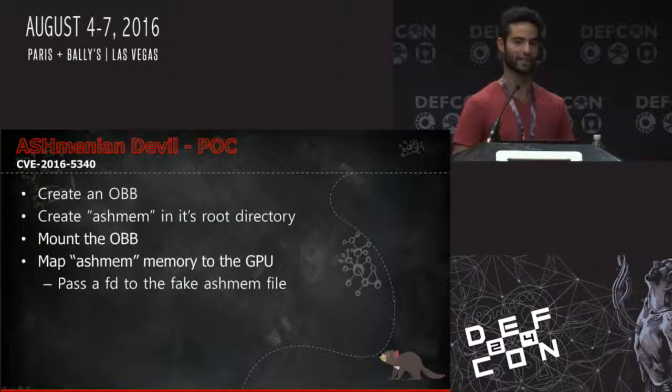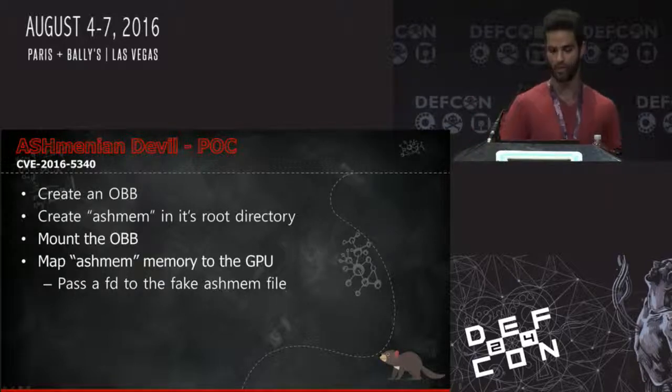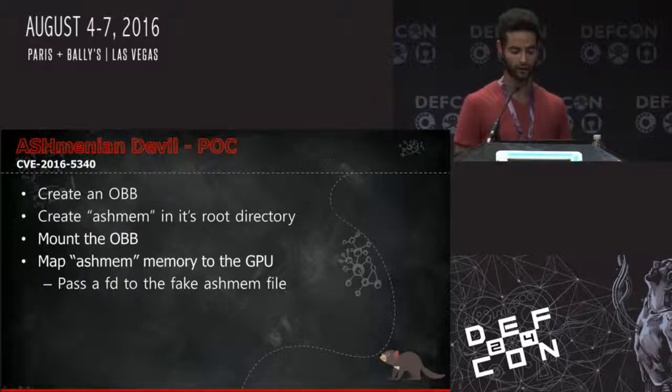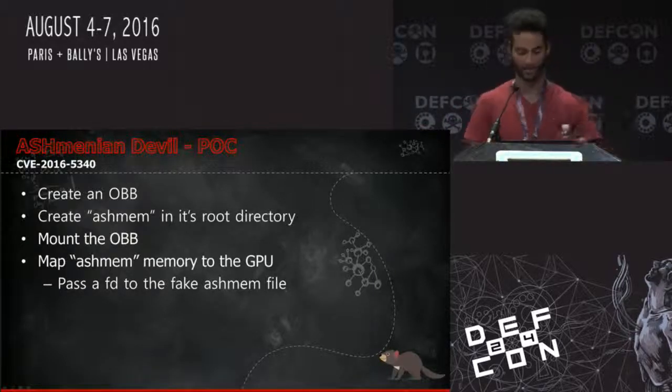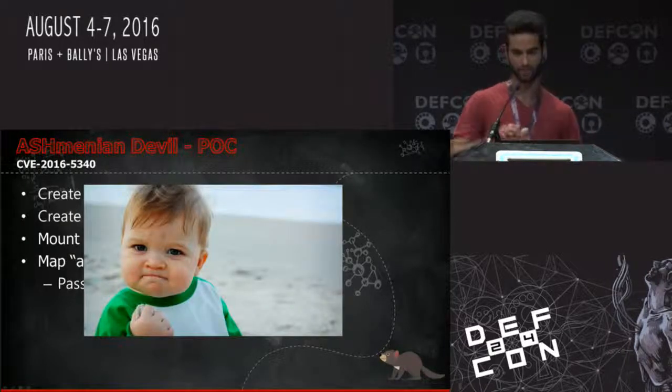So in order to fake an HMM file, what we can do is first just create an OBB file and put the file called HMM in the root directory. Then we can just mount the OBB, and then we can send our file descriptor to the HMM file from the OBB to the system, and therefore we can fake the HMM internal data.